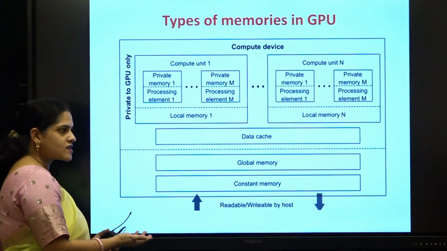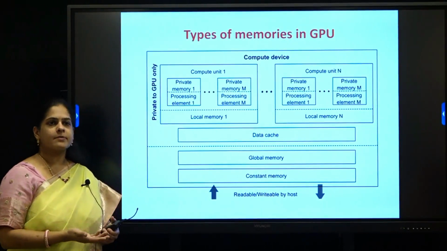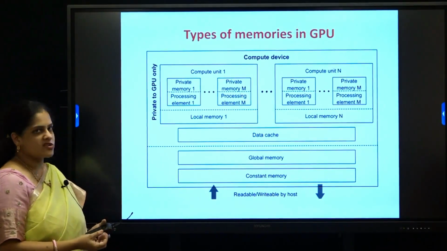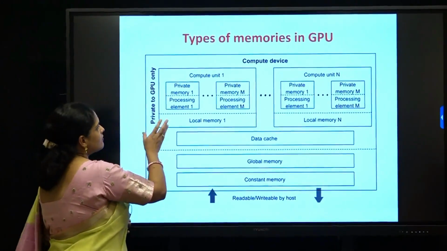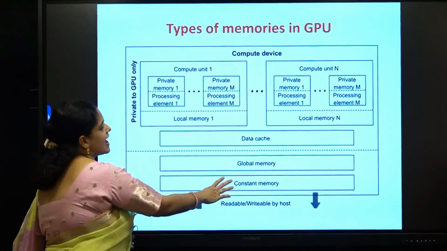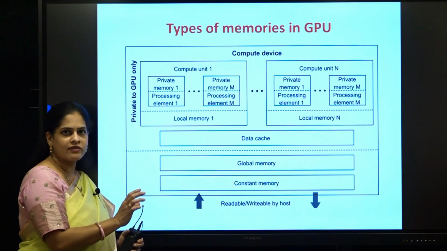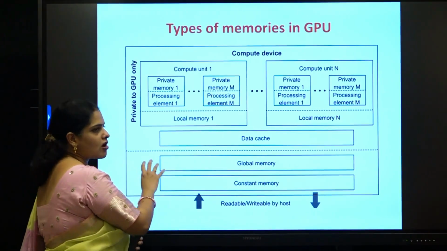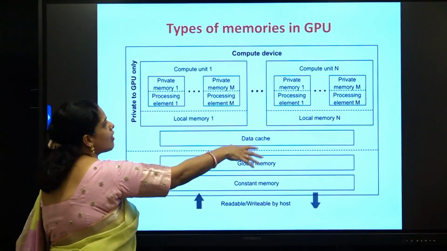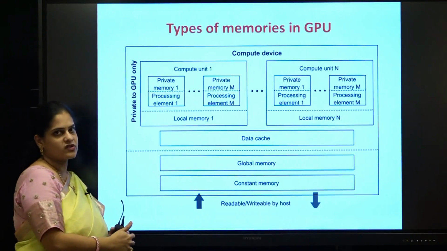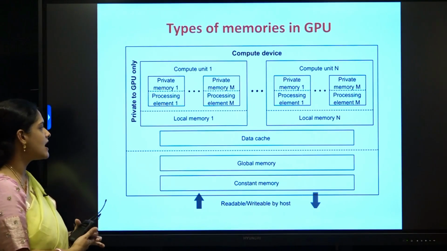Why do we require constant memory? For example, say I want to calculate the area of a circle, which is pi r square. Here pi is a constant throughout the execution of the program. With multiple sets of data, I want to calculate pi r square, where I require the value of pi, which is 3.14. That type of information, the constant values, is stored in the constant memory and accessed by all the processing elements of the compute units. So the constant variables which are required throughout the execution of a program are stored in constant memory.